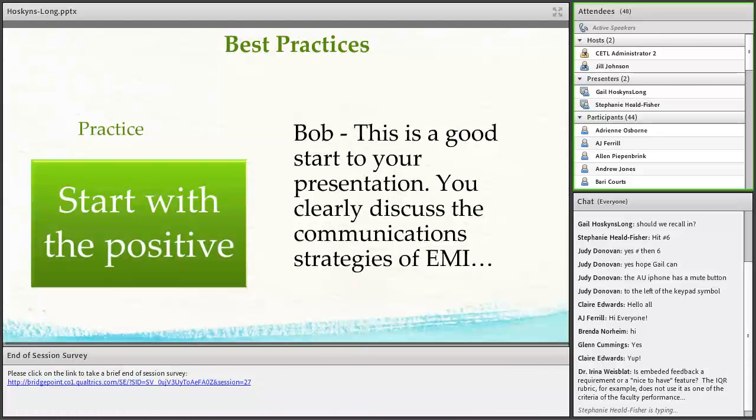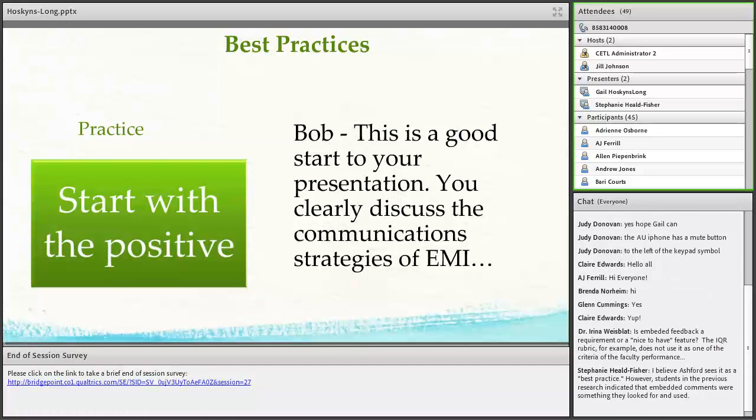Start with the positives. When embedding comments and when writing the summary, you want to start with the positive so you don't discourage the students. The students will be much more receptive to the feedback if it is positive. And this can be challenging, especially if you see that they did something wrong right from the start, such as spelling your name wrong on the title page.